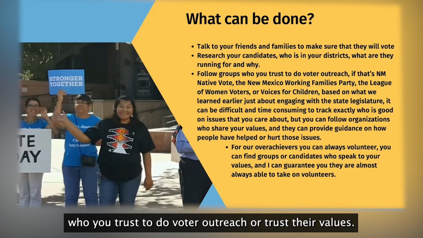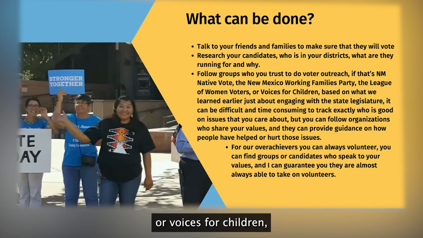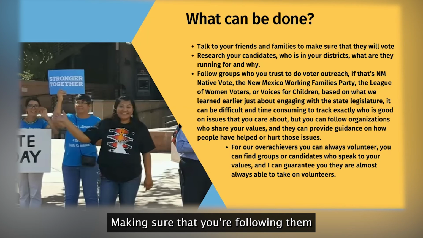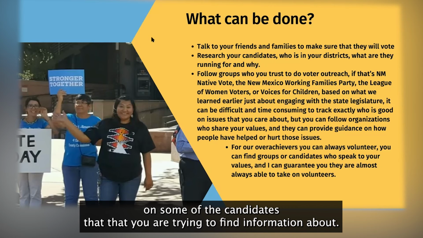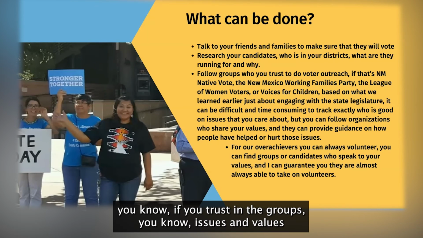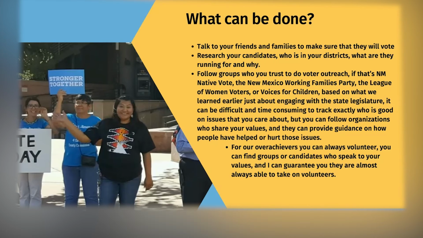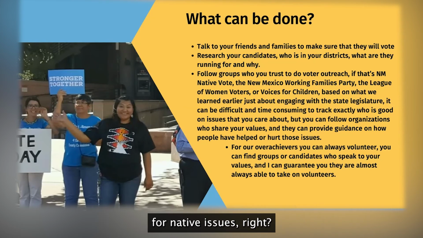The other thing that you can do, which I think is considerably easier, is just follow groups who you trust to do voter outreach or trust their values. If that's NM Native Vote or Native Women Lead or the Working Families Party or the League of Women Voters or Voices for Children, making sure that you're following them can really help you find some really easy information on some of the candidates that you are trying to find information about. And sometimes it's not always clear, but if you trust in a group's issues and values and you regularly align with them, following them is a great way to find some really quick information on, oh, this person is good for Native issues, right?